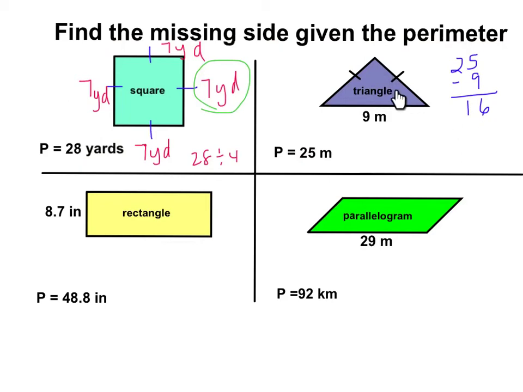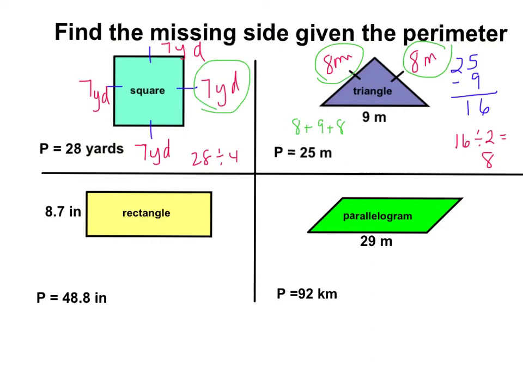Since these two sides are exactly the same, I'm going to take the 16 and divide it by 2 since they're both equal, and it gives me 8. So this has to be 8 meters, this has to be 8 meters. Well, let's see if that's true. Is 8 plus 9 plus 8, if I add all those sides, will it give me 25? 8 plus 9 is 17, plus 8 is 25. So again, my missing side that I'm looking for is 8 meters.